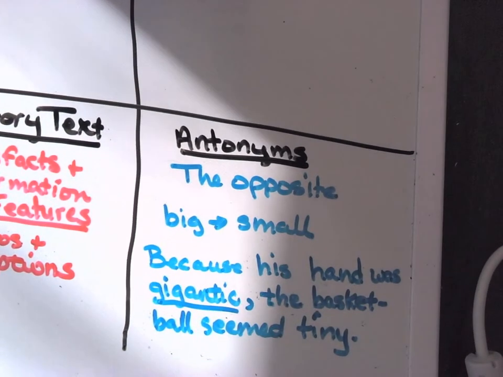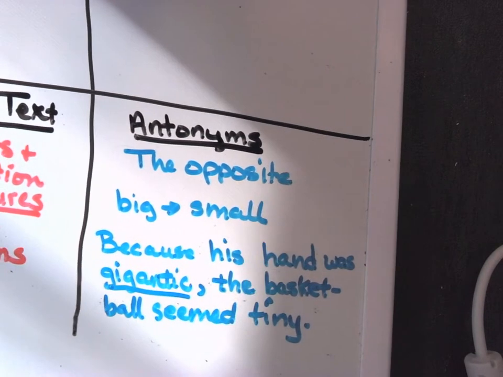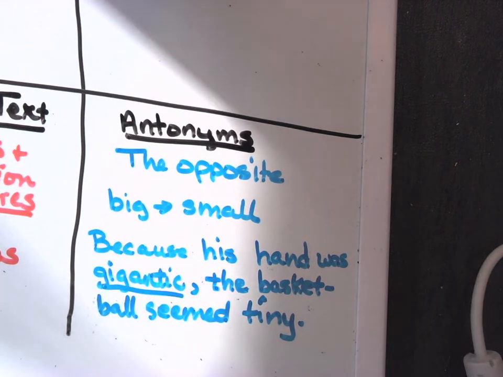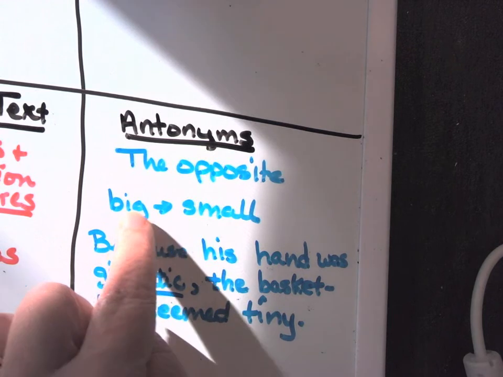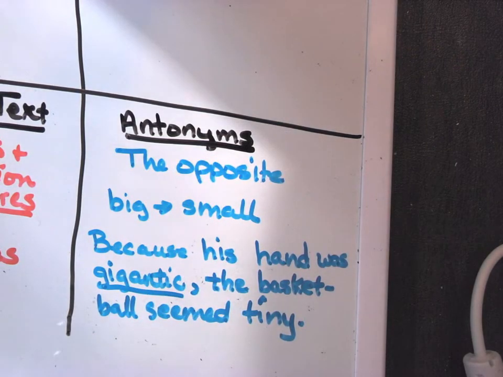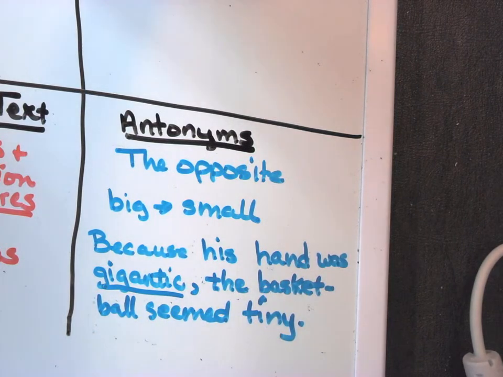All right, and then your fourth one is antonyms. Antonyms are the opposite. We've said that in spelling in English before. For example, big is an antonym to small. In our reading vocabulary strategies, we try and look for those within a sentence that can help us to understand what a word means by looking for the opposites.